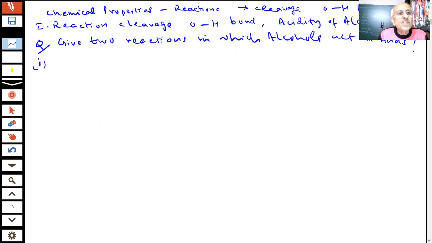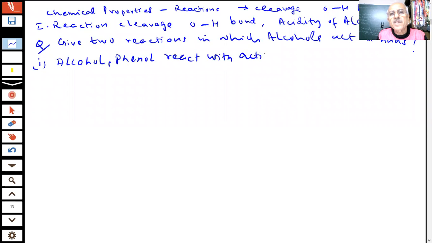First reaction: we already know that alcohols and phenols both react with active metals. What are metals, students? Metals are those which can give electrons. Metals like sodium, potassium, aluminum. What will happen if they react with these metals?